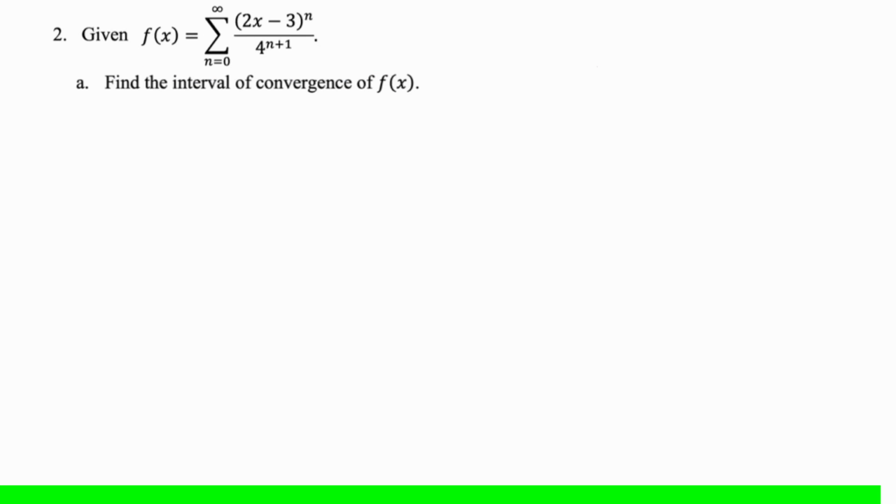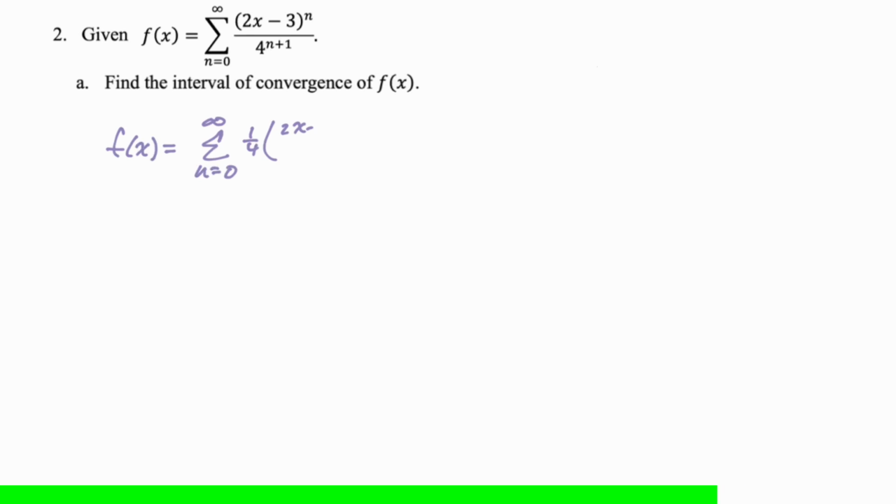So f of x is the sum from 0 to infinity of the quantity 2x minus 3 to the n over 4 to the n plus 1. All right, we want to find the interval of convergence. I'm going to first rewrite this a very tiny bit. I don't like that n plus 1, basically. So I'm going to make this go from 0.